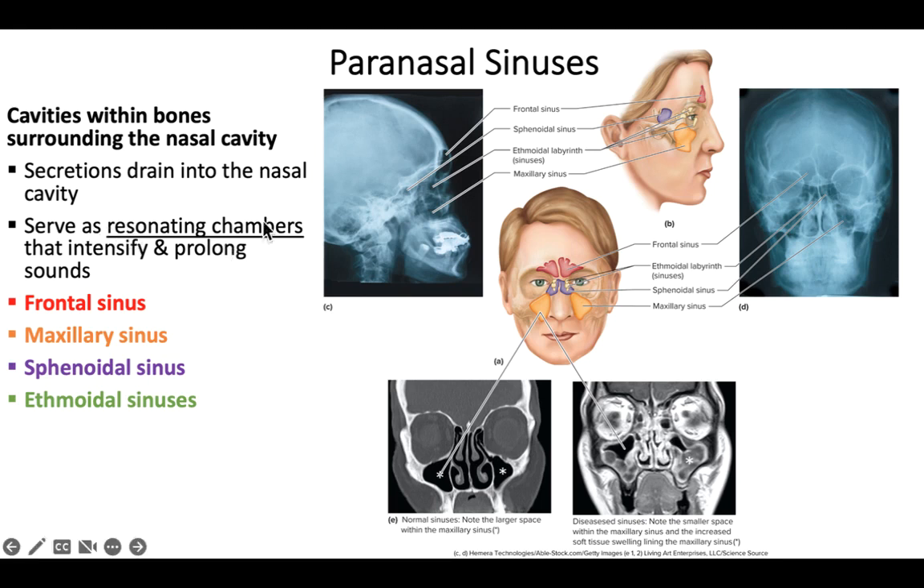They serve as resonating chambers, so they can kind of modify the sound coming from your vocal cords. And then these are the four bones that have paranasal sinuses: frontal, maxillary, sphenoidal, and ethmoidal sinuses, all surrounding that nasal cavity.